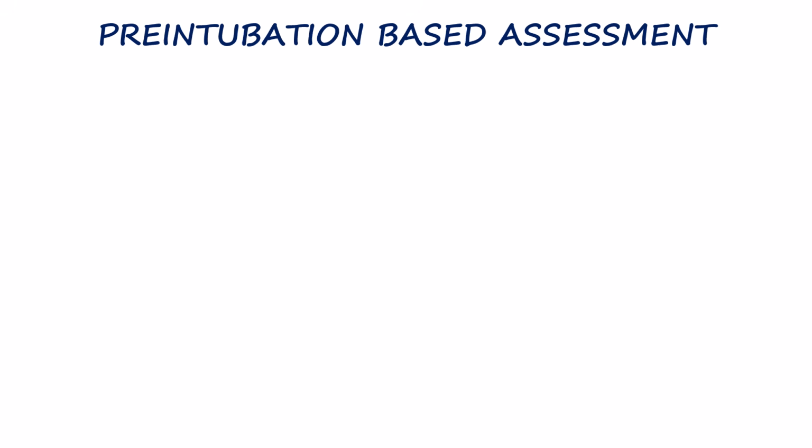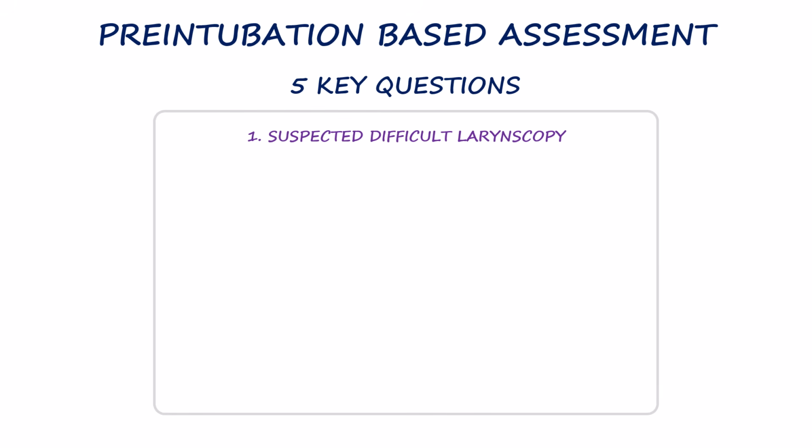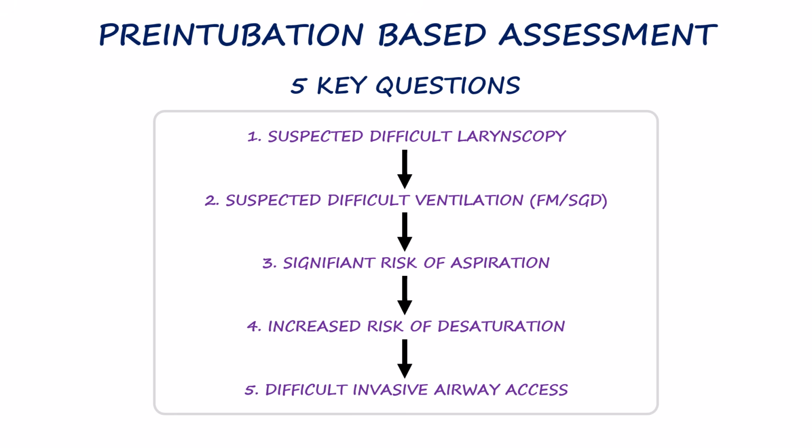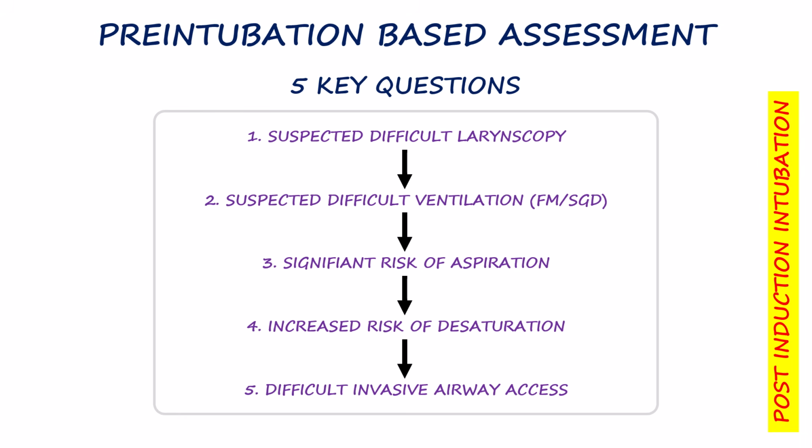In pre-intubation planning, we assess 5 key areas as recommended by the American Society of Anesthesiologists. The 5 questions we ask are whether laryngoscopy is likely to be difficult, whether ventilation with a face mask or supraglottic device will be challenging, whether the patient carries a significant risk of aspiration, whether they are likely to desaturate rapidly during apnea, and whether performing an emergency invasive airway such as cricothyrotomy would be difficult. Based on these 5 key questions, we plan whether to proceed with induction and intubation or perform awake intubation.